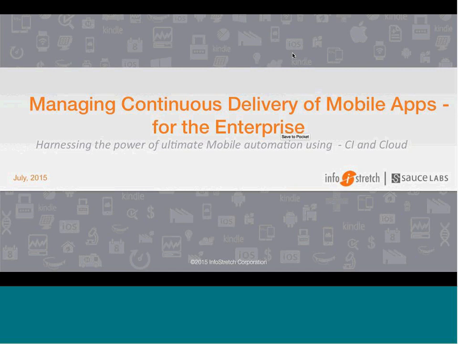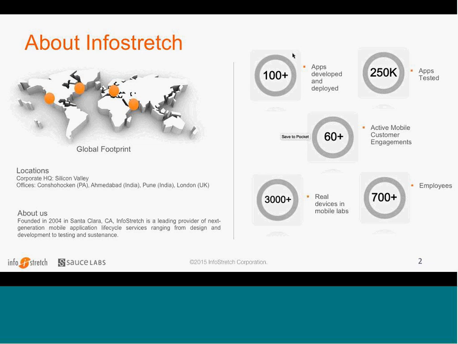Everyone, for joining this session, where we are going to discuss managing continuous delivery of mobile apps for the enterprise, and how to harness the power of ultimate mobile automation using CI and a device cloud. Before we deep dive into it, I would like to talk a little bit about InfoStretch, what we do.